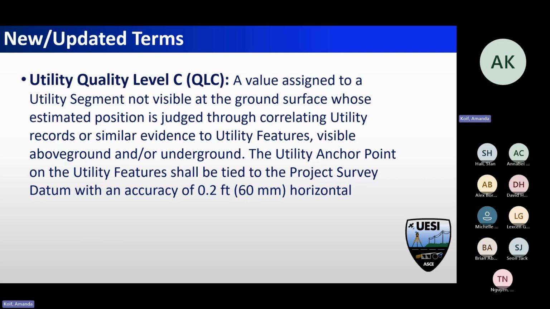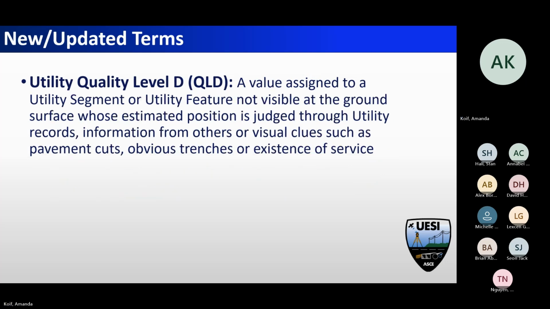That's why a lot of times you won't see a lot of quality level C versus quality level D, because it's just hard to achieve that actual requirement. And then D is everything else.